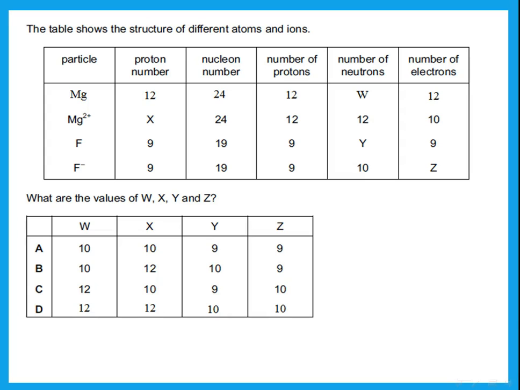Now, what's Y? Y is the number of neutrons for fluorine. And we said the number of neutrons is the difference between the nuclear number and the proton number. So 19 minus 9 is 10. So Y is 10. Z is the number of electrons for F minus. Now F already has number of protons 9. That means its original number of electrons also is 9. But this is F minus. That means it has an extra electron, and that means that the electrons are 10. So the answer is D. Okay? Were you able to get that?